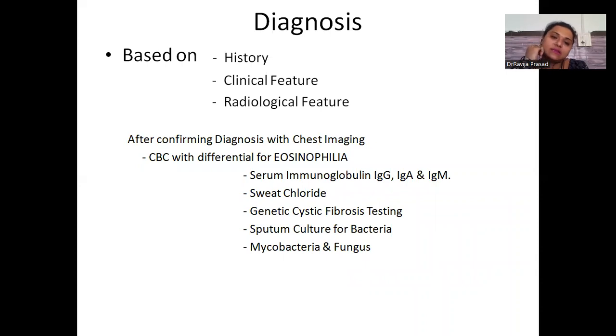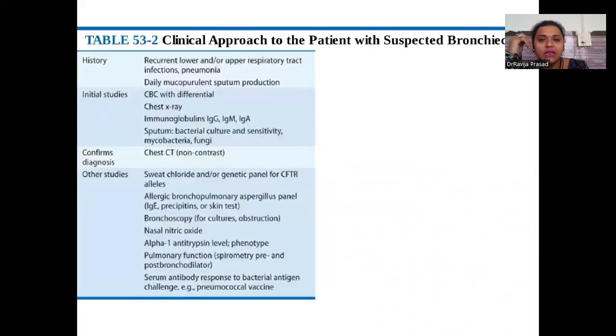Now, the diagnosis is based upon clinical features and radiological features. After confirming the diagnosis with chest imaging: CBC with differential for eosinophilia, serum immunoglobulins IgE, IgA, IgM, sweat chloride, genetic cystic fibrosis test, and culture for bacteria, mycobacteria, and fungus. This is the clinical approach to a patient with suspected bronchiectasis.